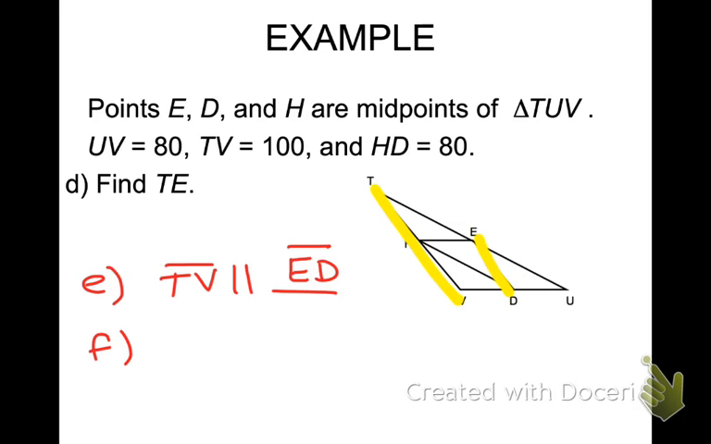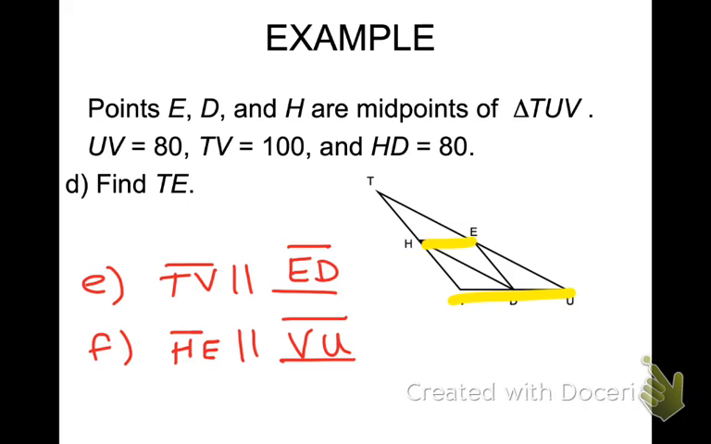Let's add an F. What would be parallel to HE? So HE would be parallel to what? Well, HE is here, so that would be parallel to the third side, which is VU. Is that a VU? Yeah, VU. Okay, so make sure you can identify the parallel parts.